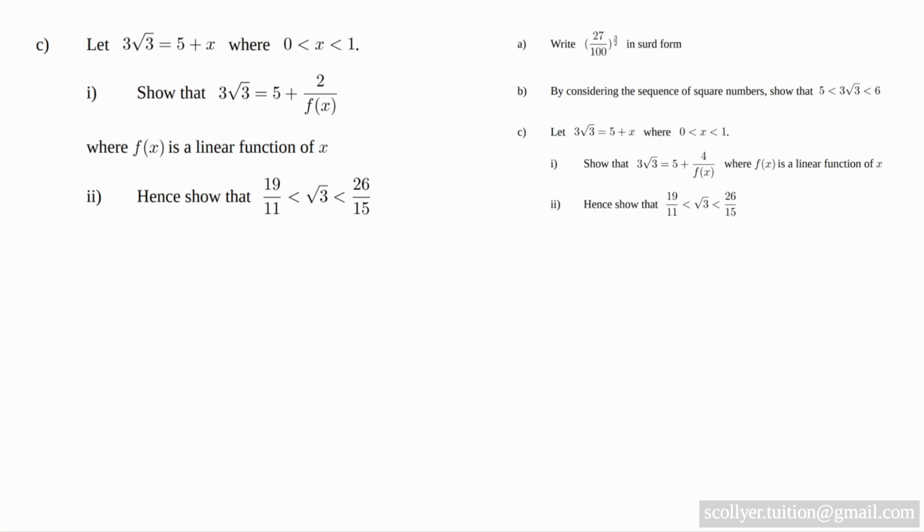Let 3 root 3 equal 5 plus x, where x lies between 0 and 1. 1. Show that 3 root 3 equals 5 plus 2 over f of x, where f of x is a linear function of x. 2. Hence show that root 3 lies between 19 over 11 and 26 over 15.